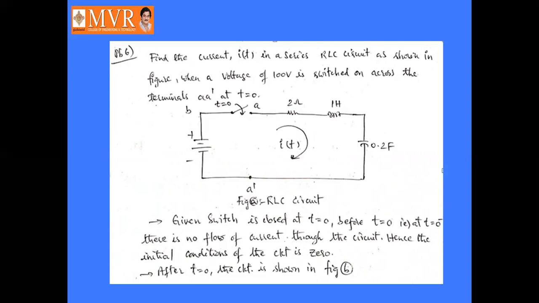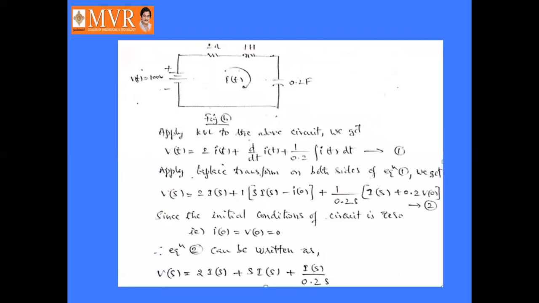After t equal to 0, the circuit is shown like this. A 100 volt voltage source is given. A 2 ohm resistor, a 1 Henry inductor, and a capacitor are there. With these values, a loop will be formed with a current I flowing through this loop.